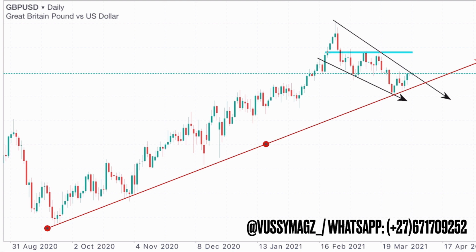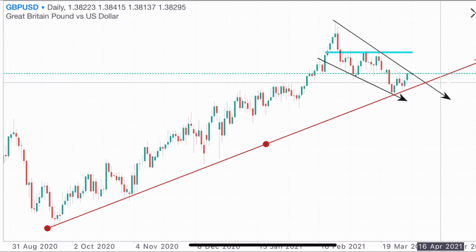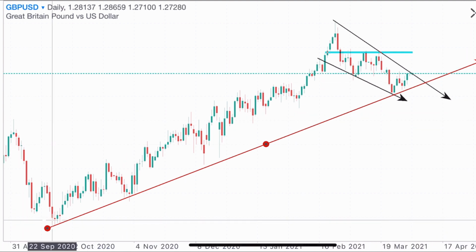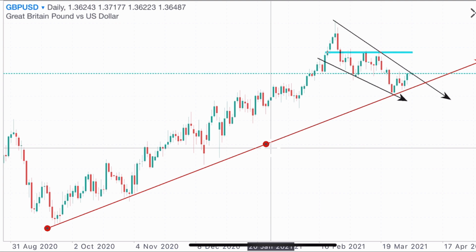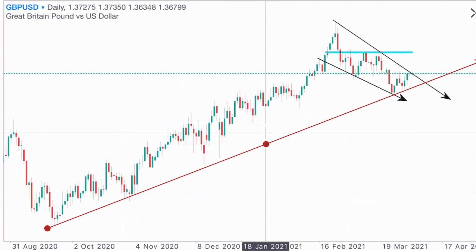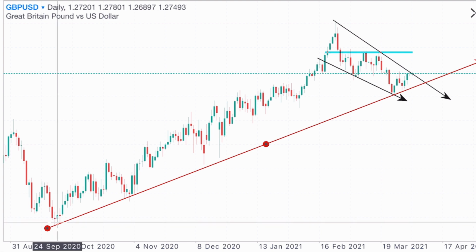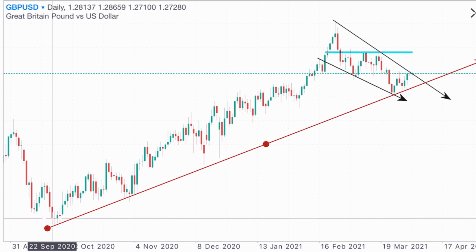So let's continue with the analysis for the day. With GBPUSD, what you want to do is go to the daily time frame. As you go to the daily time frame, you will see that we're on an uptrend. I want you to find this trend line. You're going to find it when you start drawing from the 23rd of September 2020, so it's been holding this trend line since 2020, 22 September.